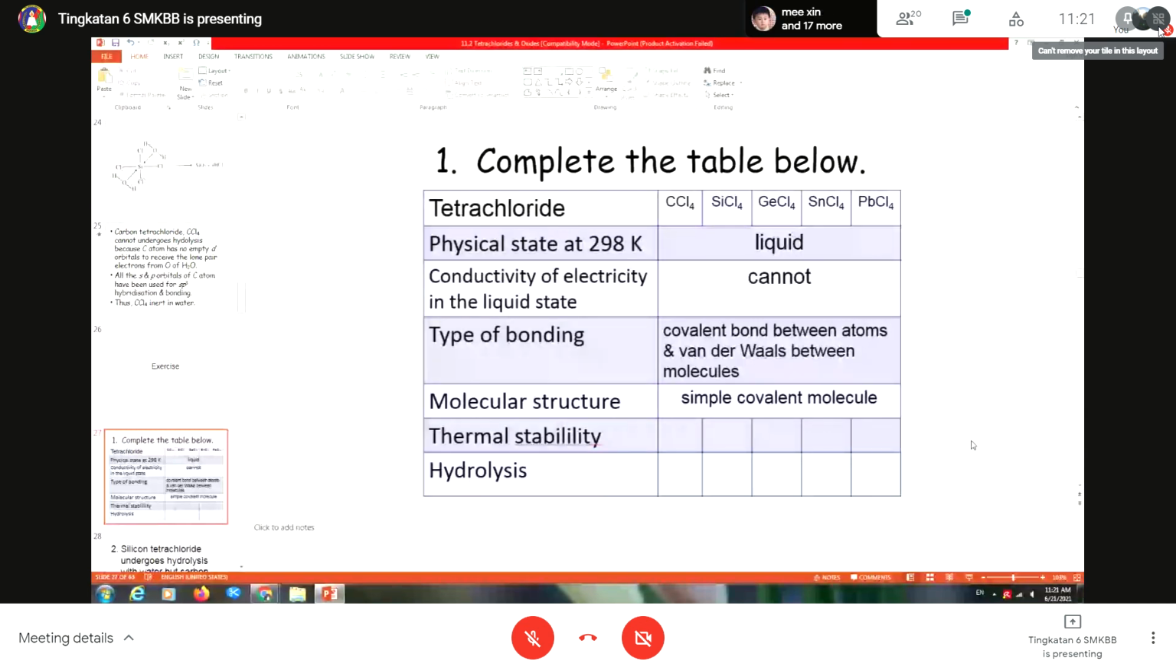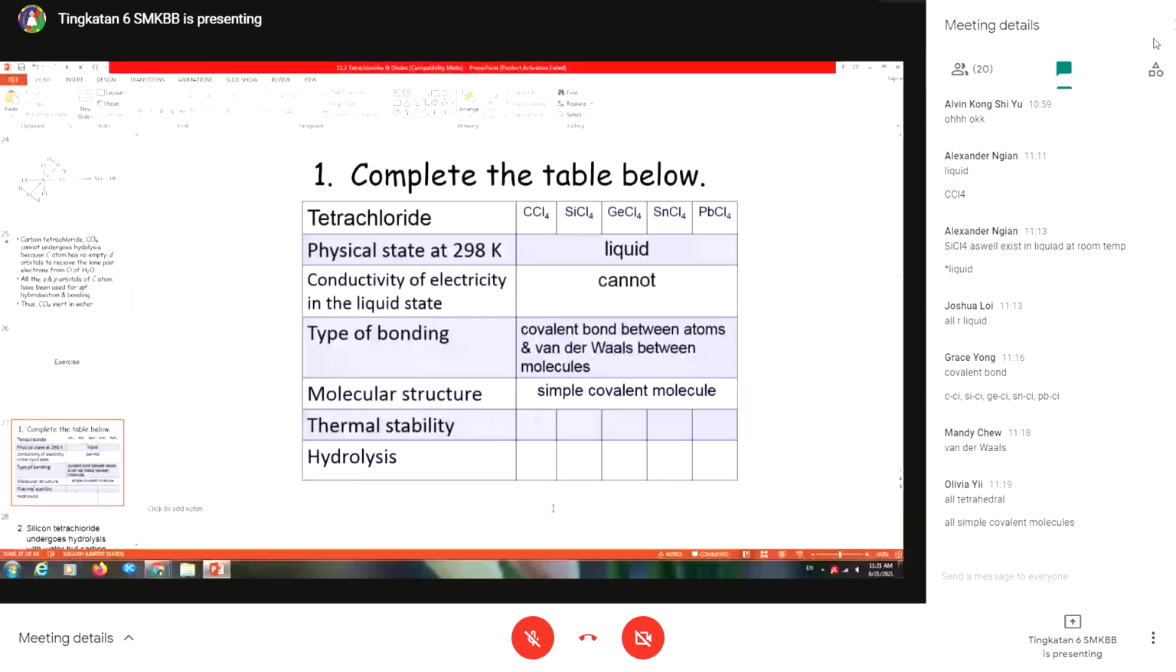Okay, thermal stability. Shelley? Same answer, different answer? For thermal stability, you only tell me stable or decompose. That's the word only. Only put in two words, whether it is stable or it decomposes. That's all. In fact, you can put stable, unstable lah, but the word unstable straight away tells me it will decompose, right?